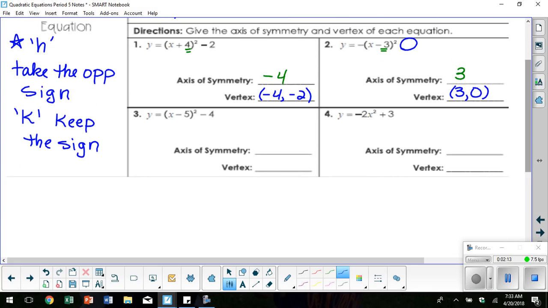Okay, for number 3, take the opposite, 5. Your vertex, 5, comma, -4. These two things have to be the same. Okay, so for axis of symmetry here, because there's nothing in here with the x, it's going to be 0. And for your vertex, it's going to be 0, comma, 3.